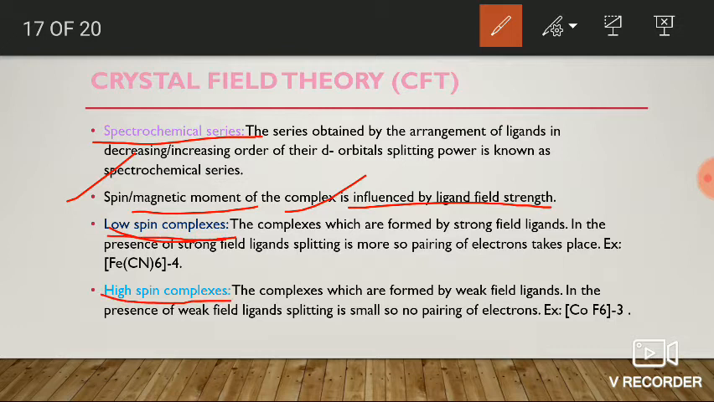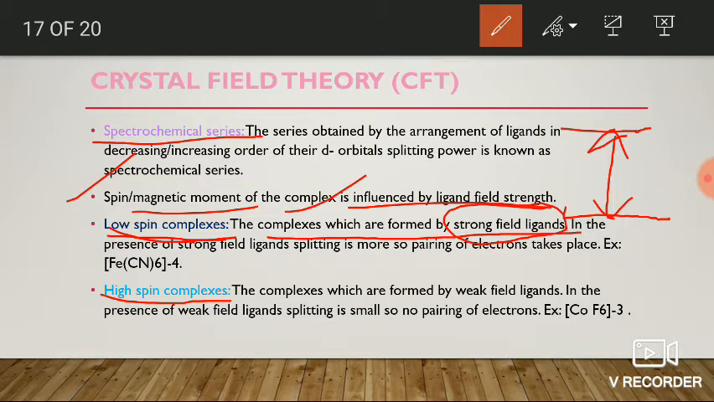Low spin complexes are the complexes formed by strong field ligands. The complexes obtained by the interaction of strong field ligands with the central metal ion are generally known as low spin complexes. In the case of strong field ligands, repulsions are high, so splitting is high, so the energy gap is more. It may be tetrahedral or square planar or any one. In strong field ligand complexes, the energy gap is more.